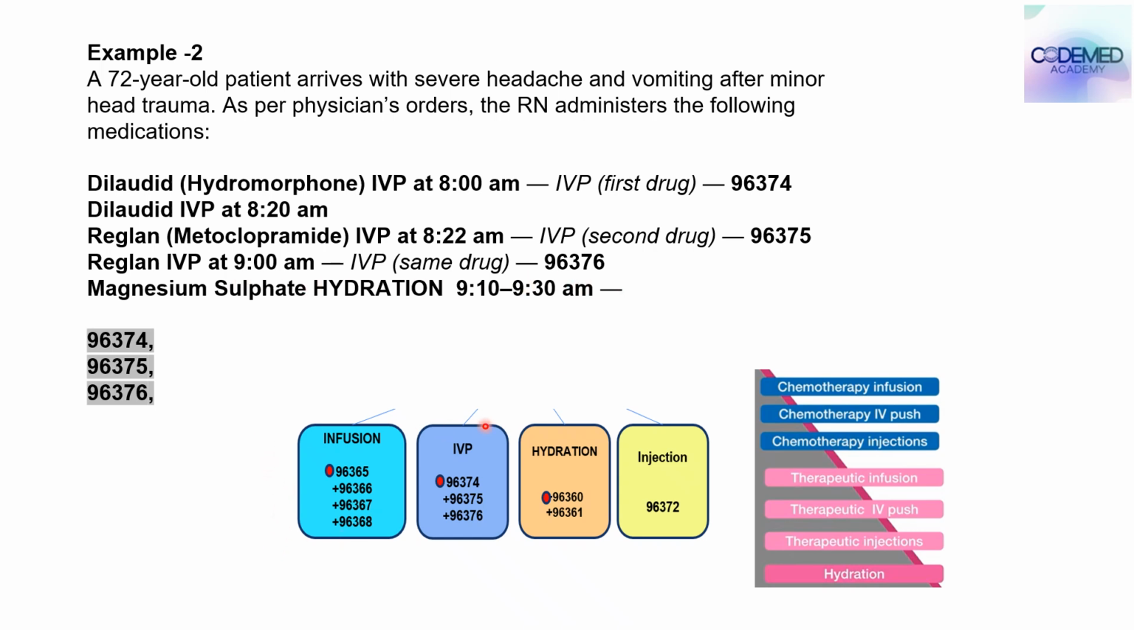So here you look at this table and then you understand that for the first it is a primary code and the rest I am giving the add-on code. And this is the hydration, magnesium sulfate hydration, for which we will not code it because the time duration is less than 30 minutes. So my final answer will be 96374, 375 and 376.